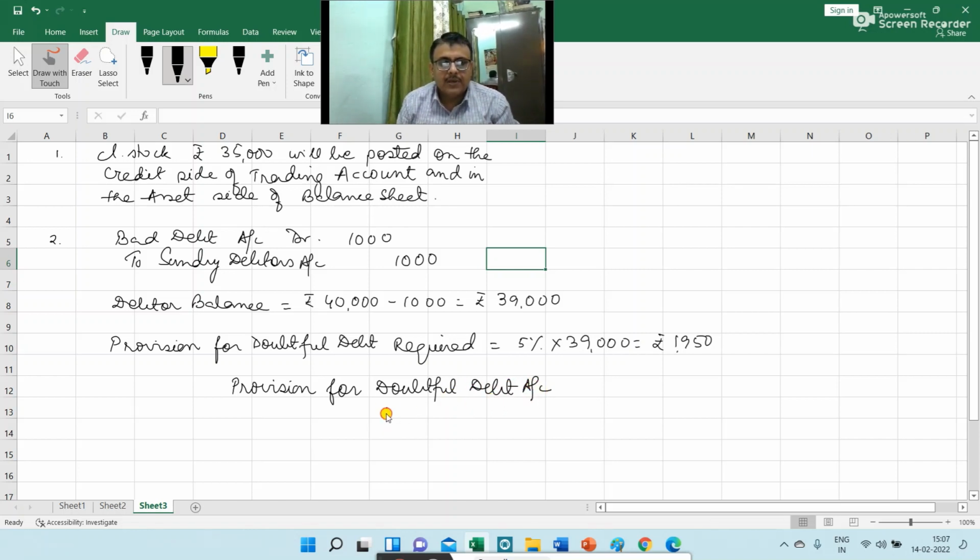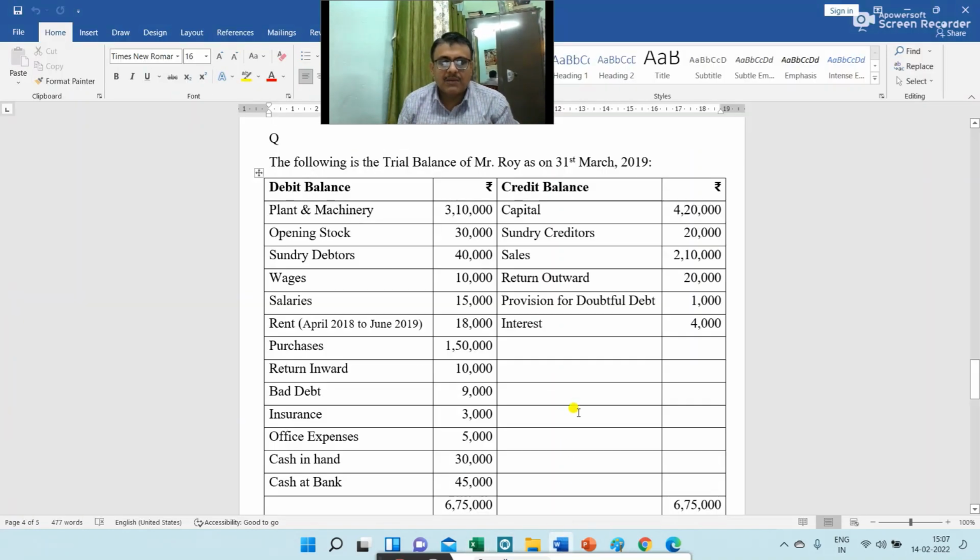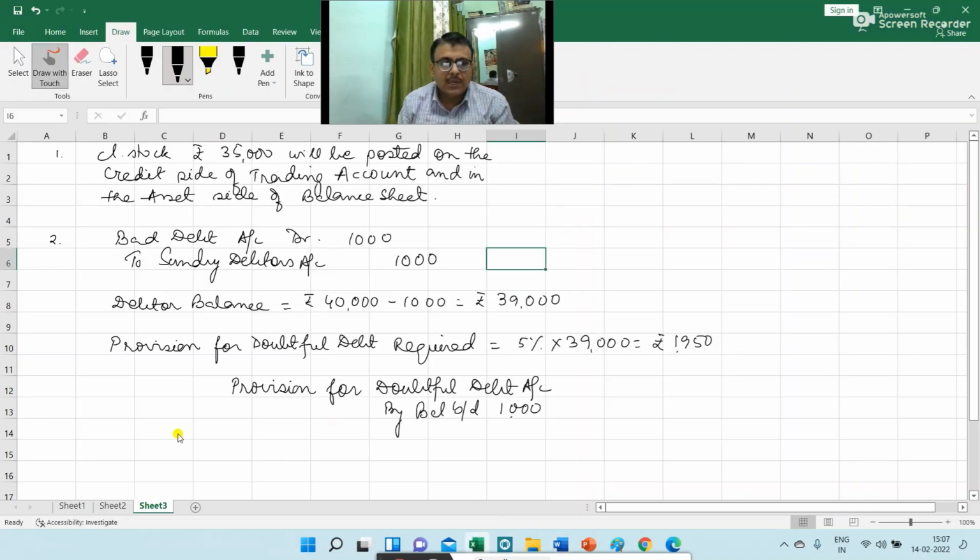You have by balance b/d 1,000, which is given in the trial balance. You can see in the trial balance that provision for doubtful debt is given at rupees 1,000. Now you require a provision, so to balance c/d, this required amount is 1,950. So the balancing figure of 950 will be transferred from the profit and loss account. So this is 950.